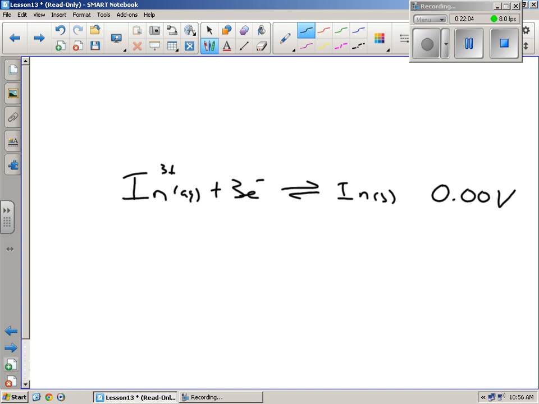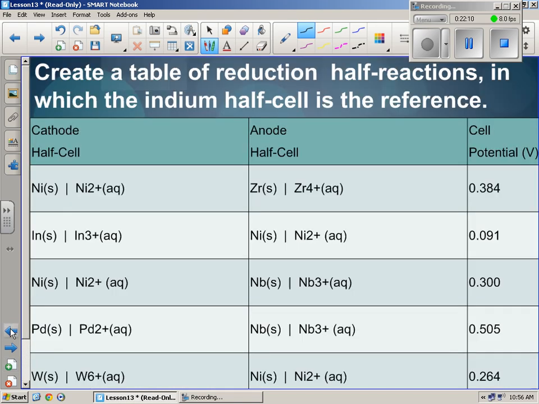In other words, how do I know? I know this one, it's 0.00 volts. I gave that to you. That's in the part of the question. But how are we going to figure out some of these other ones? So look. Here's my indium half cell right here, right? Well, I just told you this was 0.00 volts, because it's my reference half cell. I want to compare everything to that.